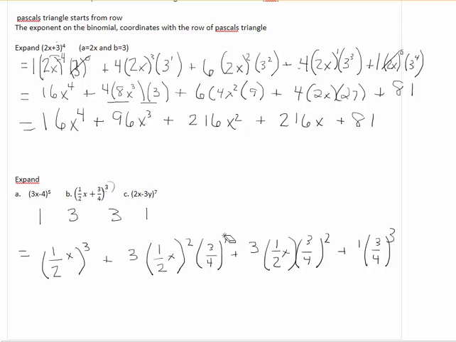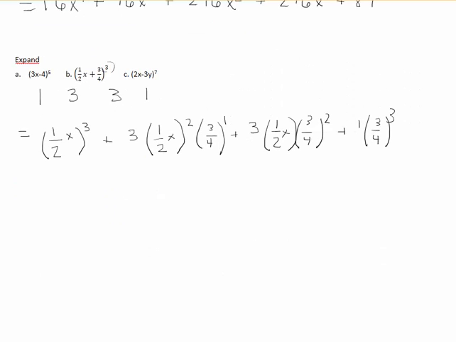Just going to clean up this here so it looks more like a 1. Got a little messy there. All right, let's finish off this question.